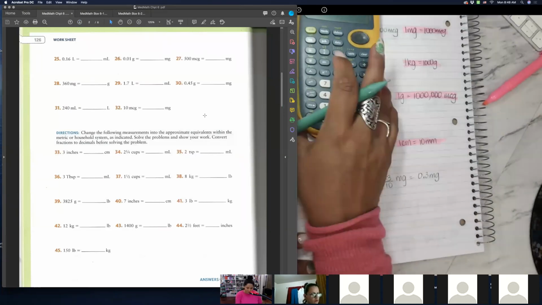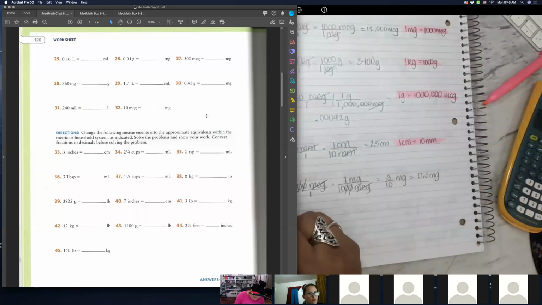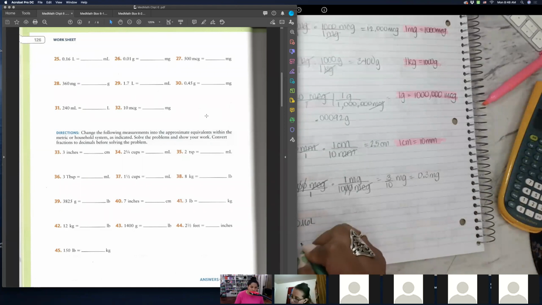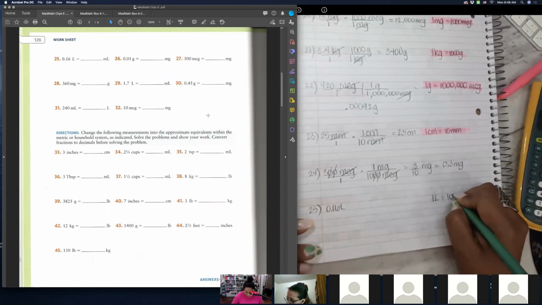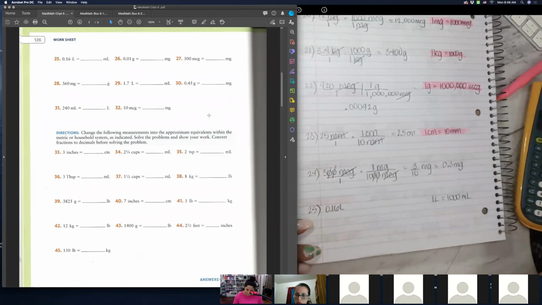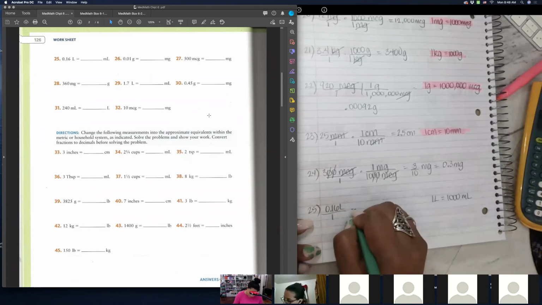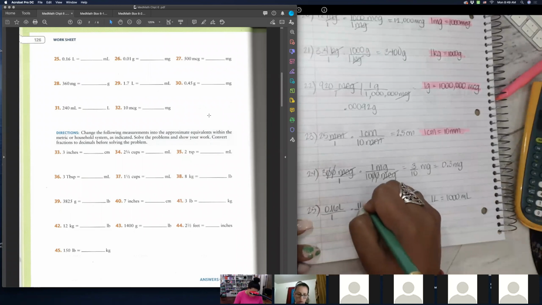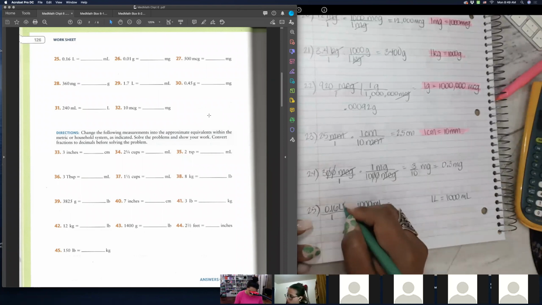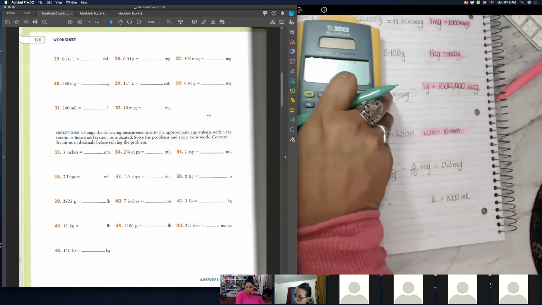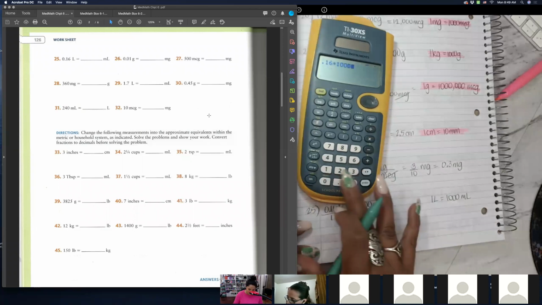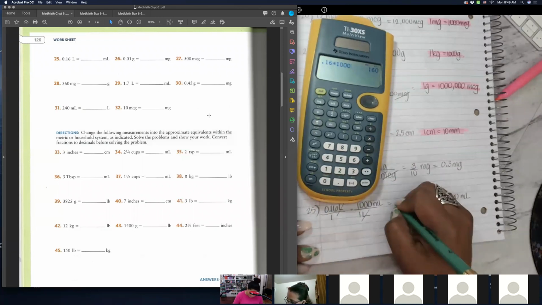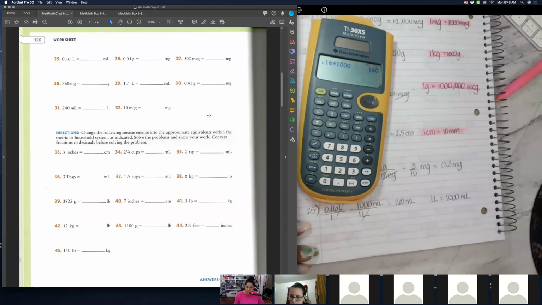Okay, 25. We're converting 0.16 liters to milliliters. So 1 liter is equal to 1,000 milliliters. So our units of liters need to cancel. I'm going to put 1,000 milliliters in the numerator. Liters cancel there. So all I need to do is take 0.16 times 1,000, and I get 160 milliliters.